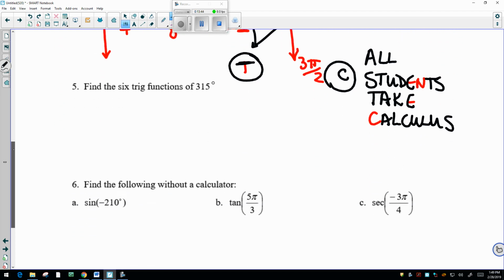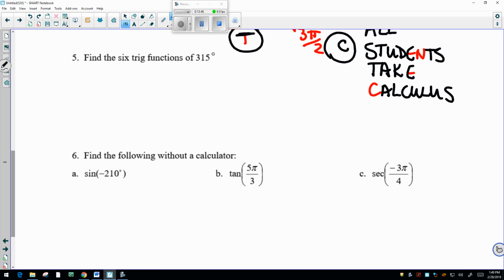So we're going to try that on this one. It says find the 6 trig functions for 315 degrees. So first we have to think, okay, 315 degrees is going to be in the fourth quadrant. So if we were to draw an angle, here's your initial side, your terminal side, it's going to go all the way around until I'm down here. That would be 315 degrees. But maybe I'm only going to just focus in on this triangle right here.